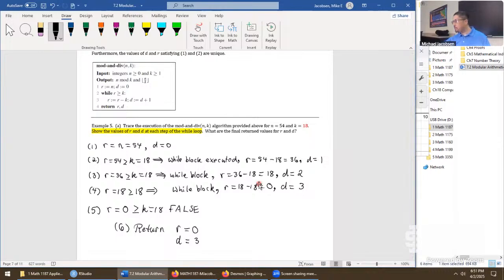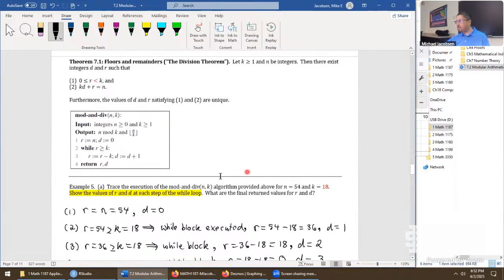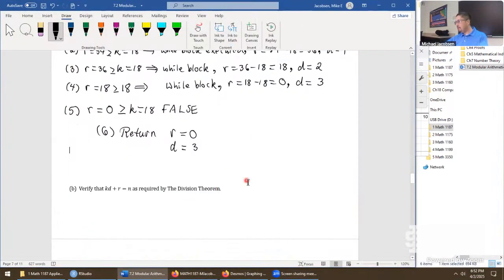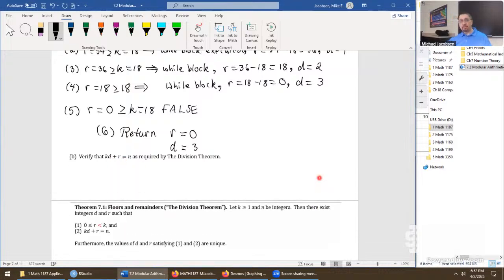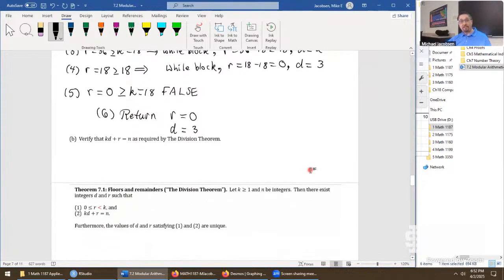Okay, well, with the conclusion there, let's come back up. Take one last quick look at this theorem. And now we can satisfy part B. It says, verify that KD plus R equals N as required by the division theorem. In other words, the division algorithm that we just traced through up here is running as intended, but only for that specific example. Again, it's not a full-on proof, but gives us great evidence that the algorithm should be correct.